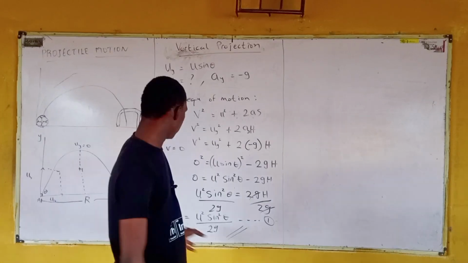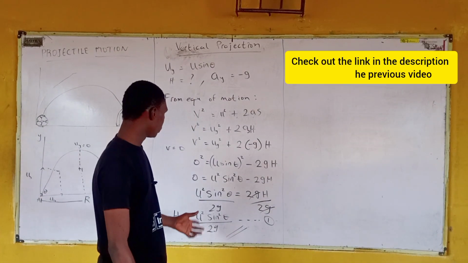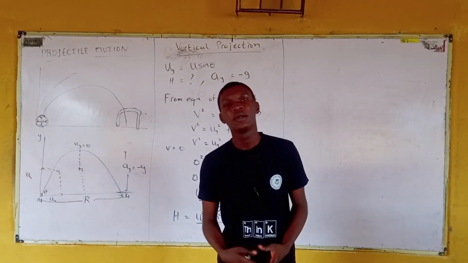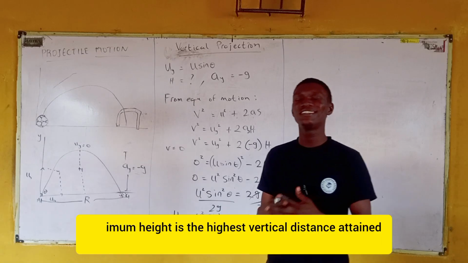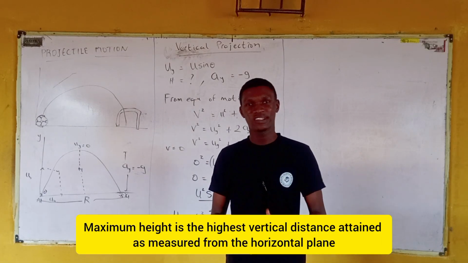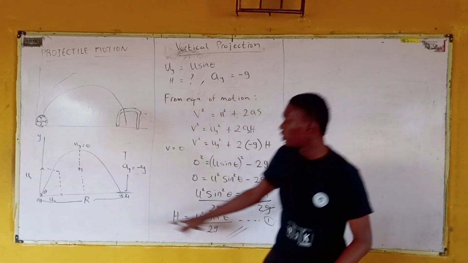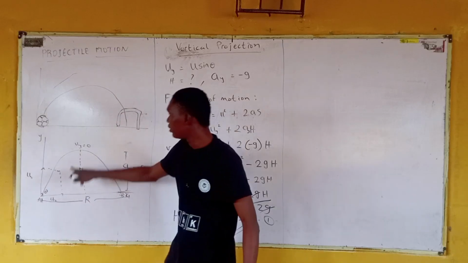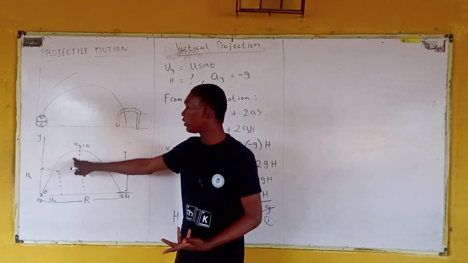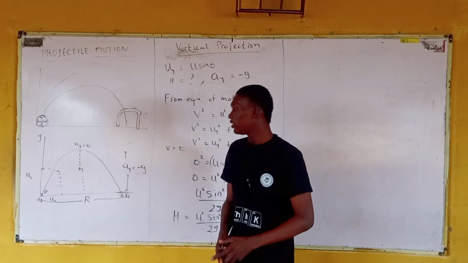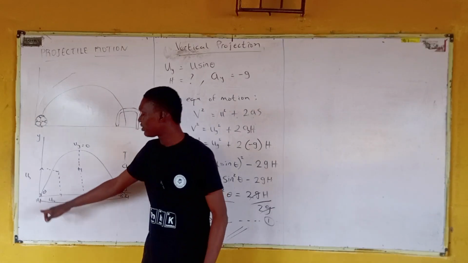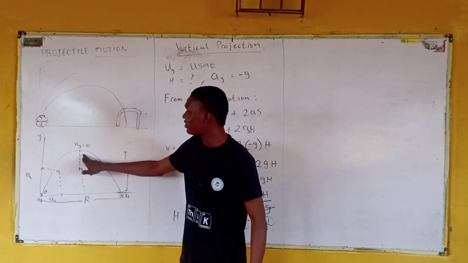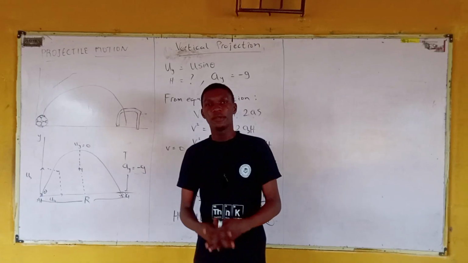So our equation 1, we can simply say that H is equal to U squared sine squared theta over 2g. Now, what is maximum height? Maximum height is the highest distance attained from the horizontal plane, from the point A here to the highest point on the horizontal plane.